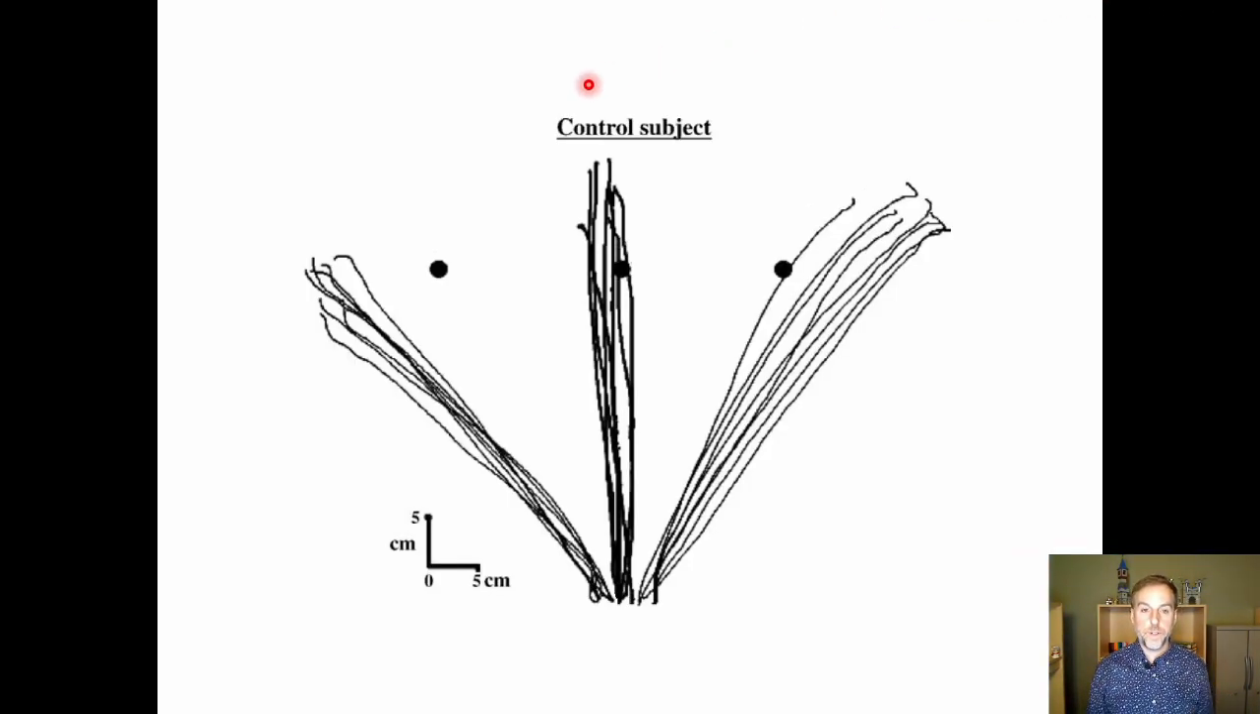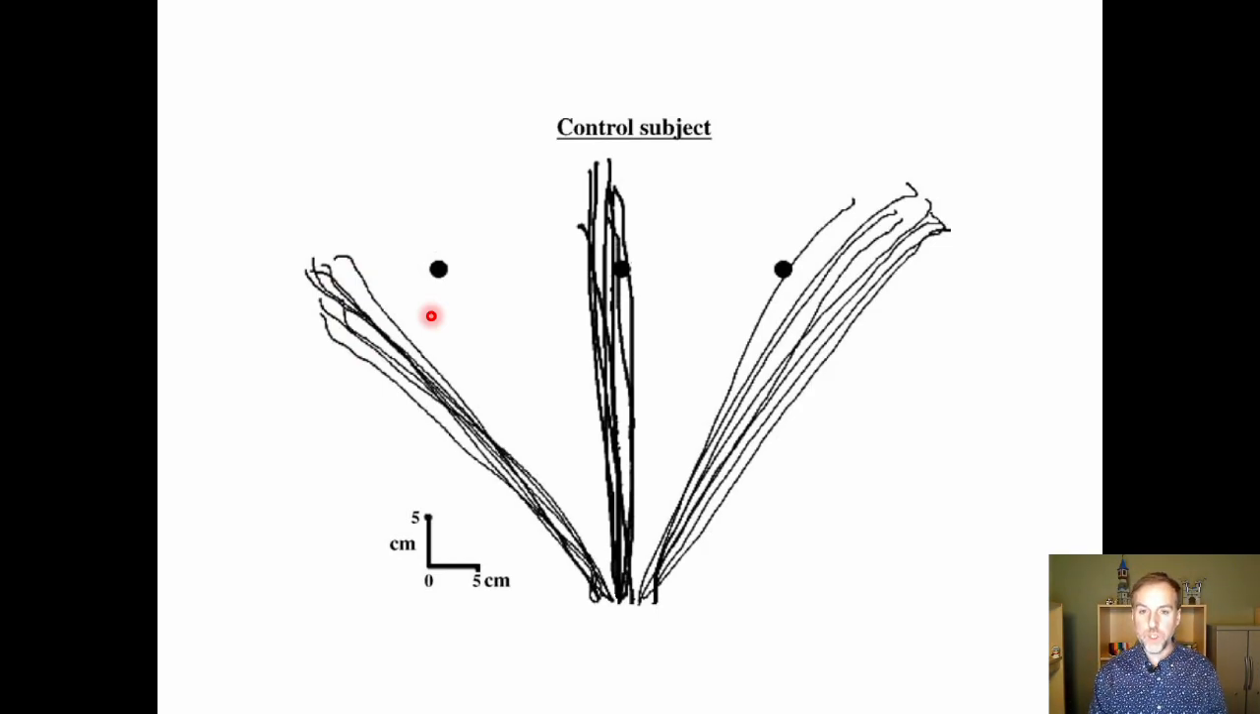So here's control participants. This is one participant. And you can see that they are able to move in different directions depending on which target appears. Now they're not super accurate, so they've missed here. And that's because we're not really good with just proprioception. Proprioception is not as accurate a sense as vision. So this is actually good, normal performance.